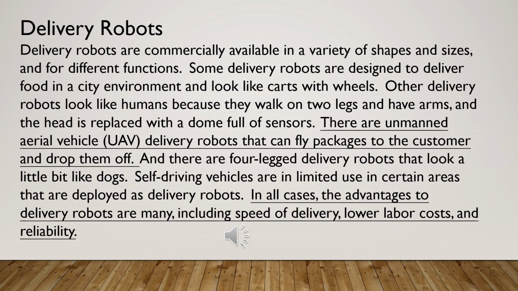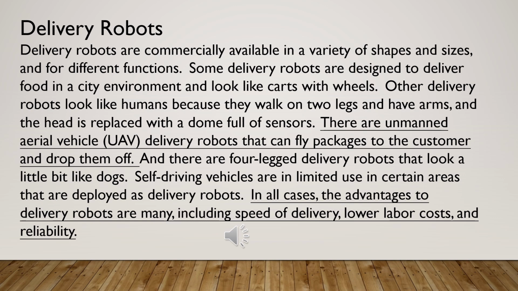Delivery robots. Delivery robots are commercially available in a variety of shapes and sizes, and for different functions. Some delivery robots are designed to deliver food in a city environment and look like carts with wheels. Other delivery robots look like humans because they walk on two legs and have arms, and the head is replaced with a dome full of sensors.